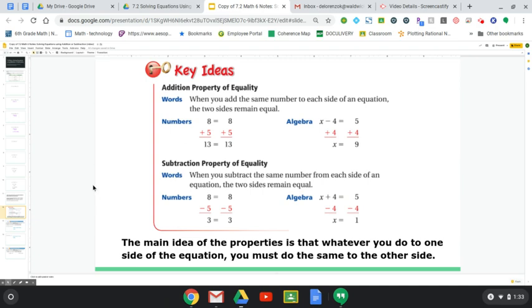We use two properties of equality when we apply inverse operations. One of them is called the addition property of equality. The other is called the subtraction property of equality. The main idea for both of these properties of equality is that whatever you do on one side of the equal sign, you have to do the same thing to the other side of the equal sign. This keeps the equation balanced and keeps both sides equal to one another. If you'd like, you can pause this screen and read through the examples and read through the definitions for the properties.